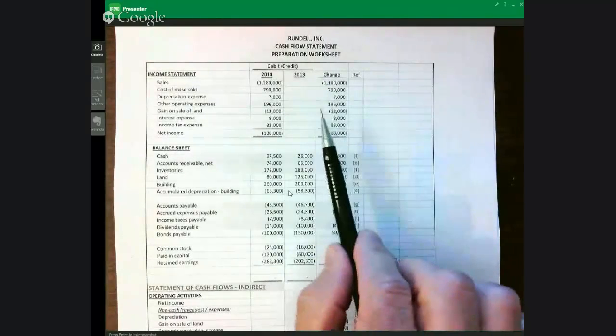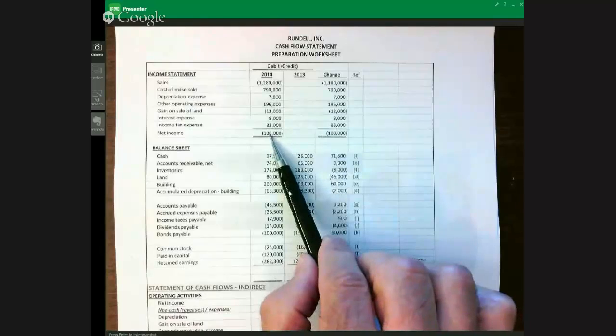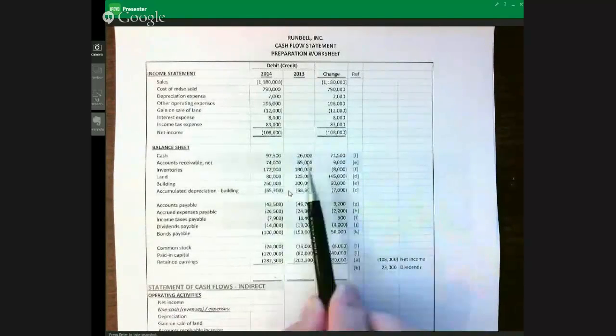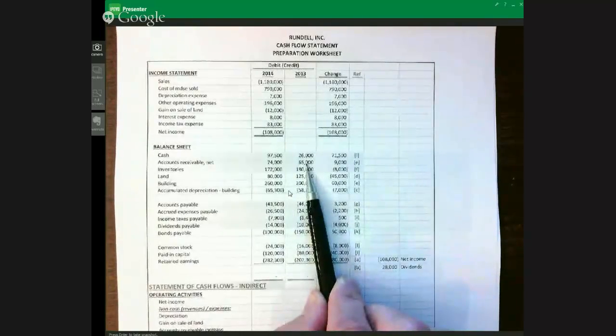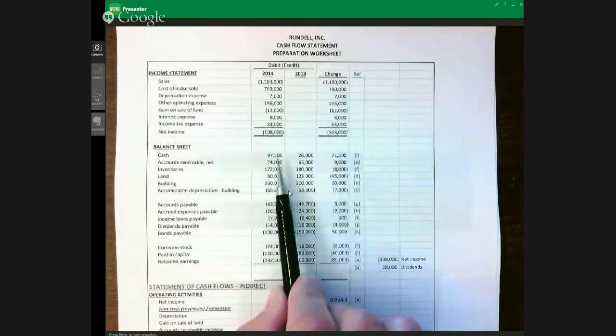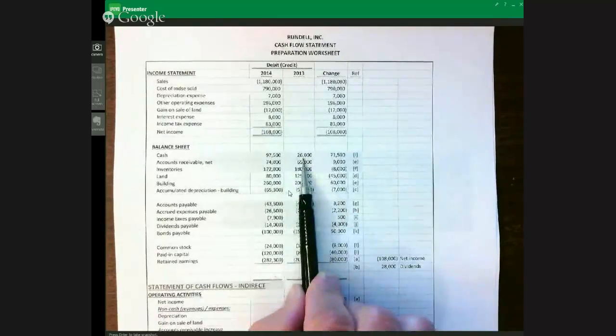Essentially, what you need to prepare the statement of cash flows is the current year's income statement and the balance sheet for the current year and the previous year. The statement of cash flows is all about change. Specifically, you want to explain to the owner why cash has changed.